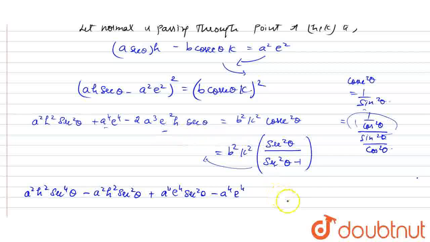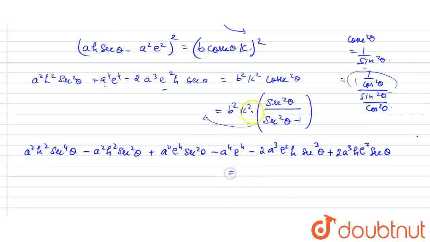this term here, and then minus this value. So 2 into a cube e square h and secant cube theta plus this value same as it is, plus 2a cube h e square secant theta, okay, which is equal to this value, right? B square k square secant square theta.